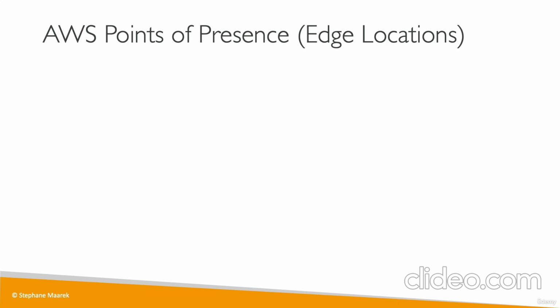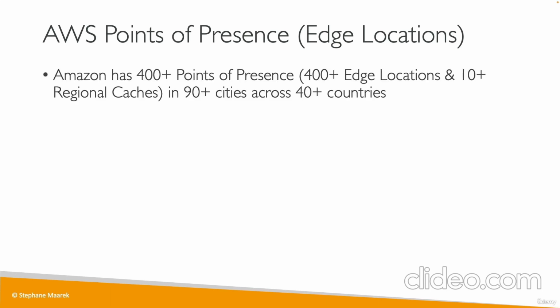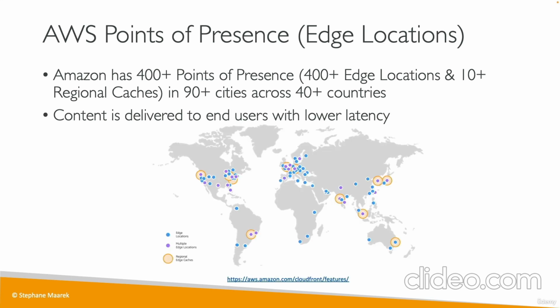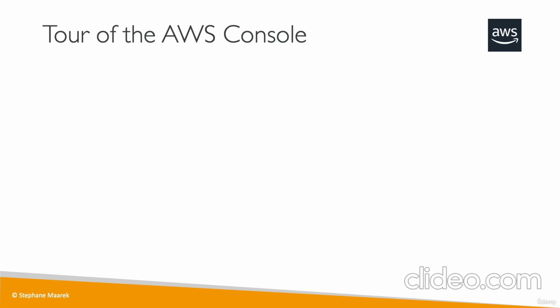Okay, next, the only thing we need to know about the AWS global infrastructure is the points of presence or edge locations. We will see them in detail in the global section of this course, but you should know that AWS has more than 400 points of presence in 90 cities across 40 countries. And this will be very helpful when we deliver content to the end users with the lowest latency possible. And this is what you see on this map. Now, again, I'm going quickly over this because we'll see this at about the middle of this course. So now, how about we just play around and do a tour of the console?